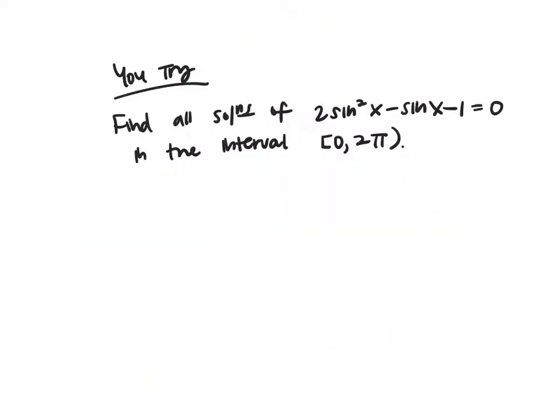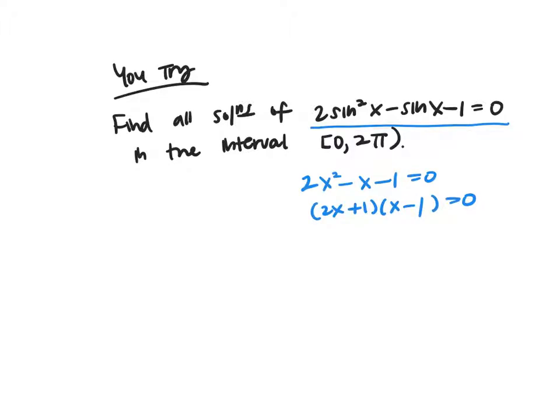Find all solutions of 2 sine squared x minus sine of x minus 1 equals 0 in the interval 0 to 2 pi. So here you would want to factor. If you had 2x squared minus x minus 1 equals 0, you would factor as 2x plus 1 times x minus 1 equals 0. And then replacing it with the sine function that you actually have, this is what you end up with.